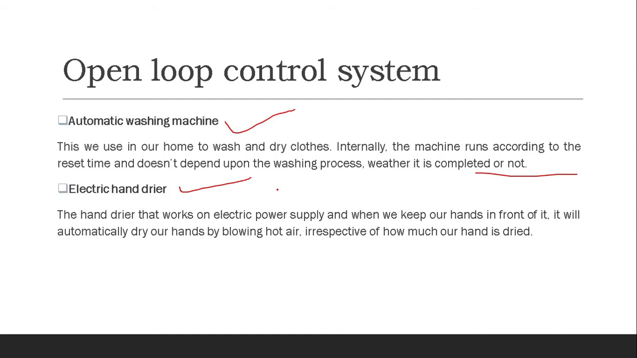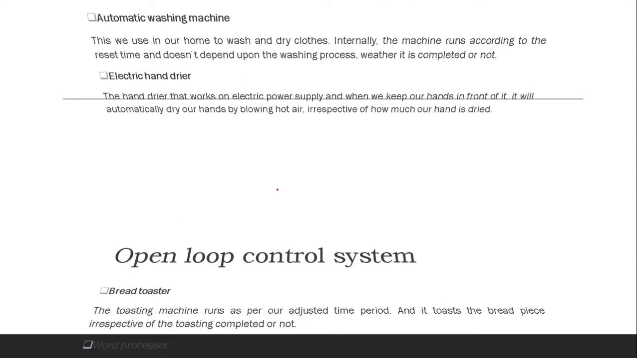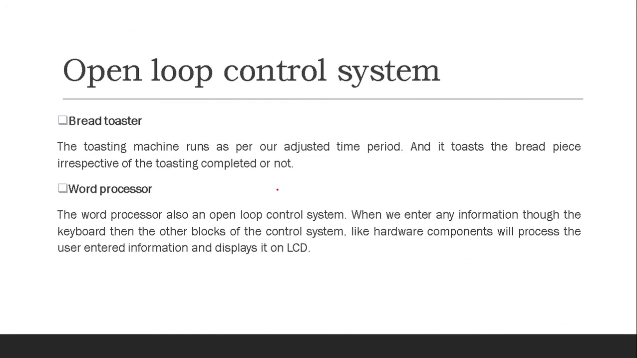The next example is a bread toaster. The toasting machine runs as per our adjusted time period, and it toasts the bread pieces irrespective of whether the toasting is completed or not. In the same way, the toaster is not going to check whether our desired output is achieved or not.